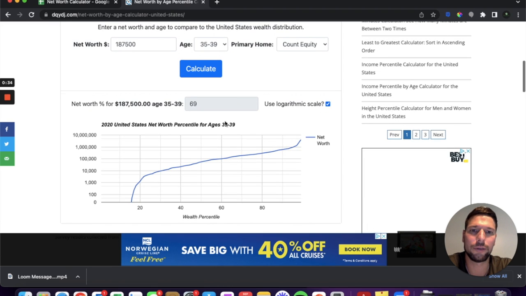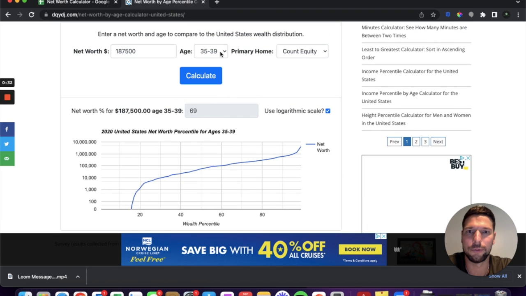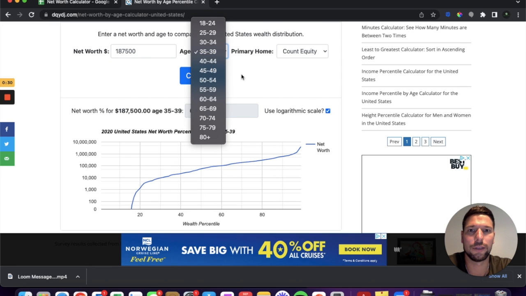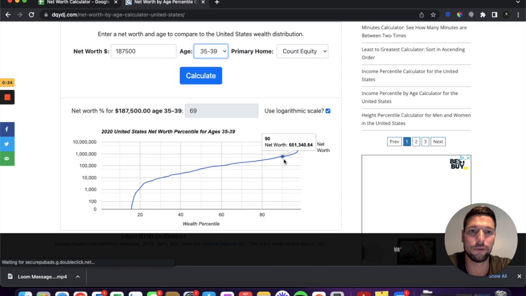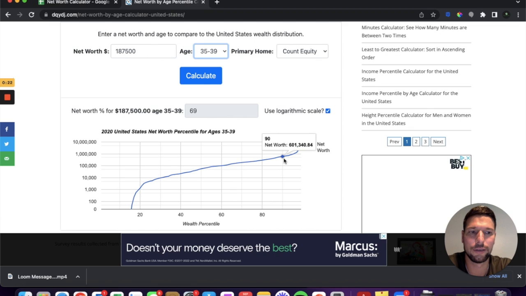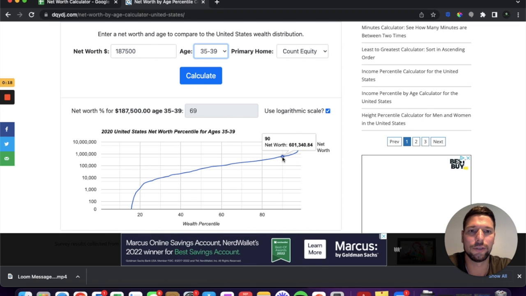And you can play around with numbers here if you want to project out where you think you're going to be in a certain time and just seeing where you would stack up against others. Or you can make a goal for yourself based on what percentile you want to be in and how much your net worth would need to be to get you there based on your age.